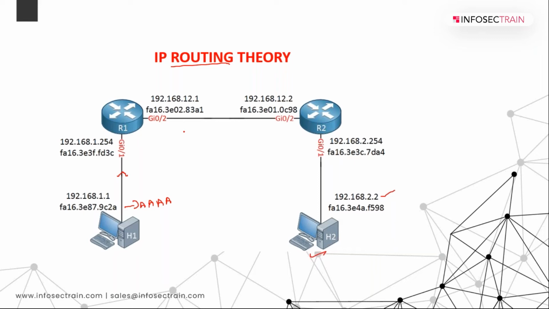So how will the data be transferred? H1 does not have the MAC address of the second machine. So what will it do? It will send an ARP request to the whole network. As soon as it sends the ARP request asking for the MAC address of this machine, router 1 will get that ARP request. When the ARP request reaches the router, the router will check its whole network and find out that this device is not connected inside its network. So the router will provide its own MAC address to host 1. This is called proxy ARP.